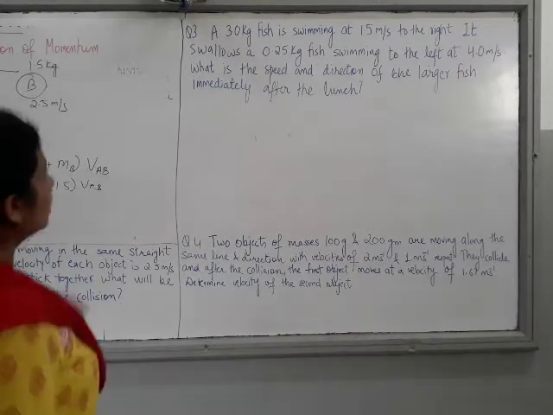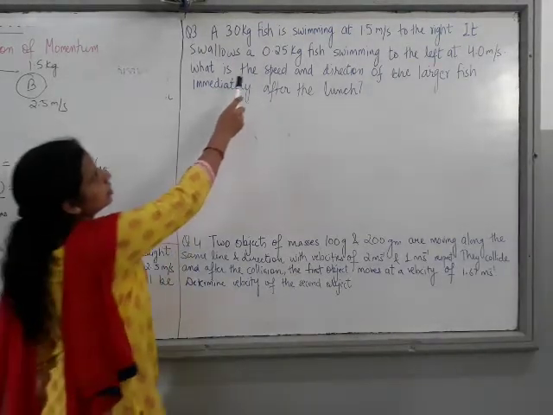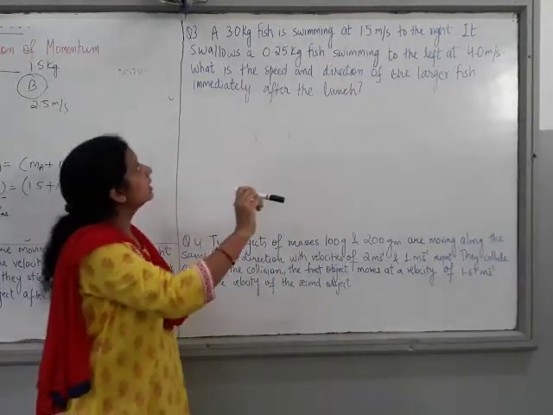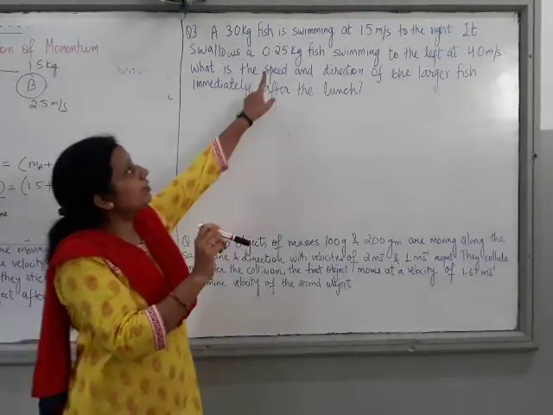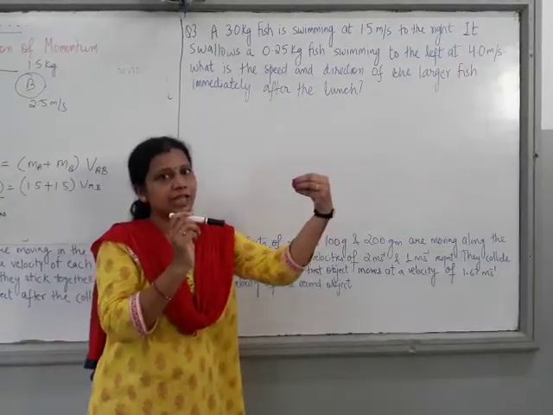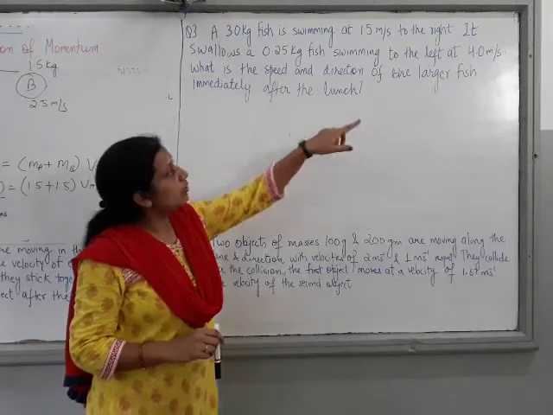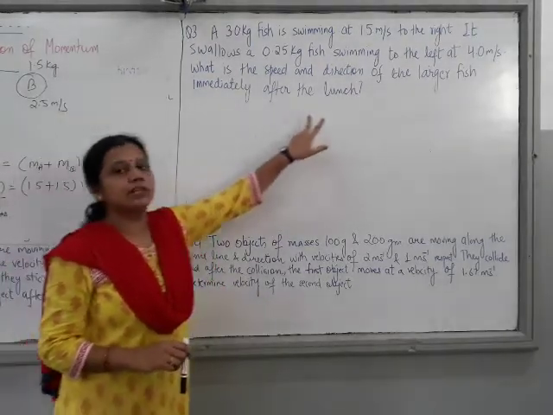So the third question says, a 3 kg fish is swimming at 1.5 meters per second to the right. It follows a 0.25 kg fish swimming to the left at 4 meters per second. What is the speed and direction of the larger fish immediately after the lunge?